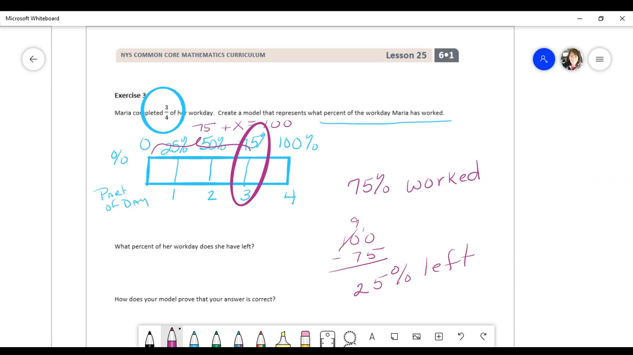How does your model prove that your answer is correct? Well, we showed that there was 1 out of 4 left of her day, and 1/4 of $1 is 25 cents. 1/4 of 100% is 25%. Go ahead, and we're going to head on back to the classroom.